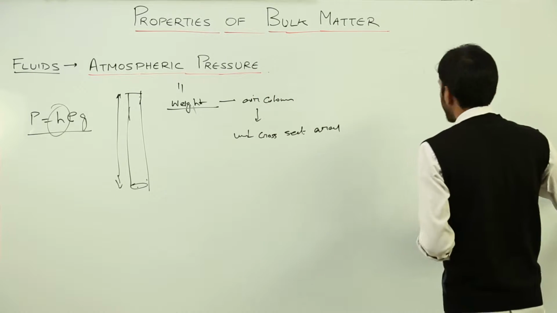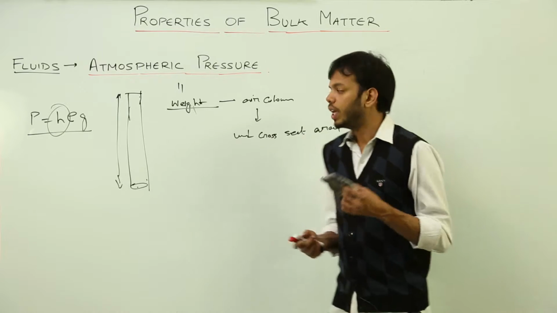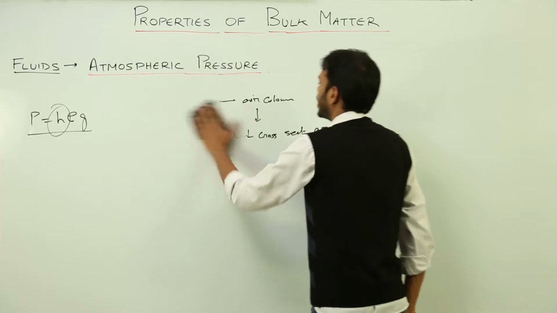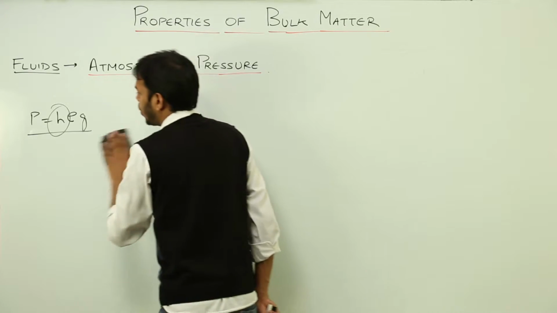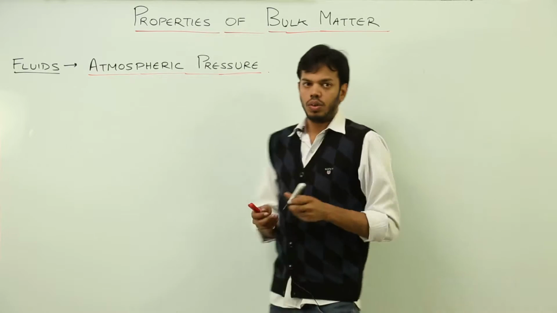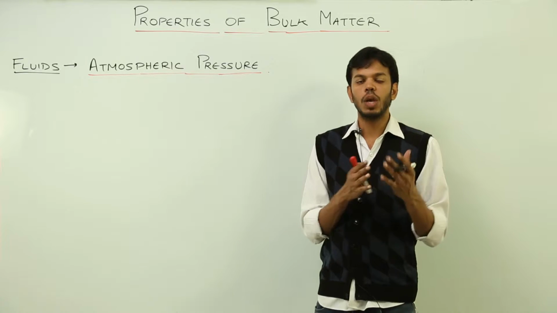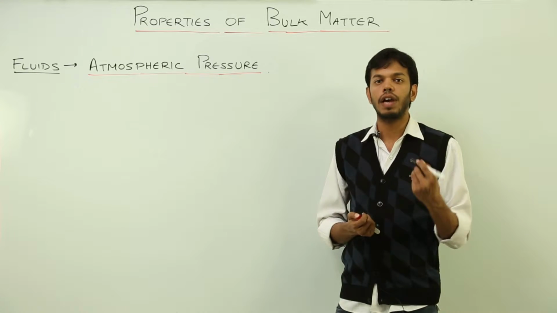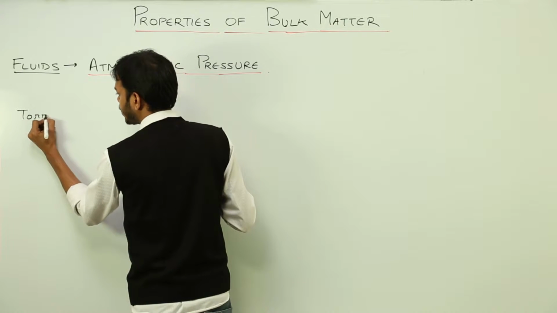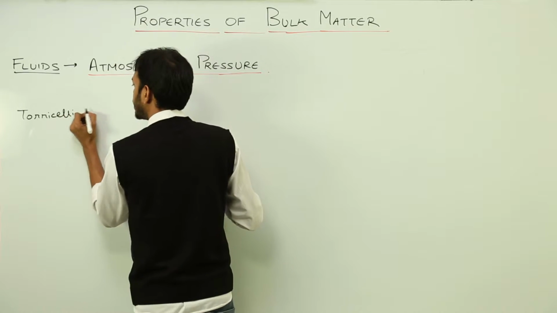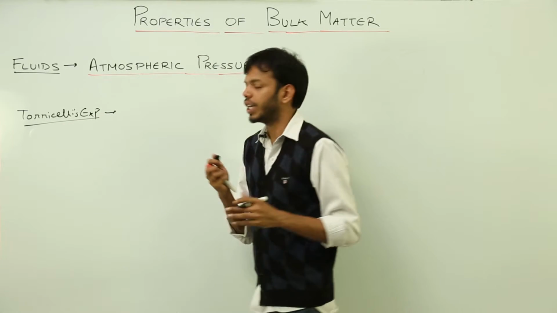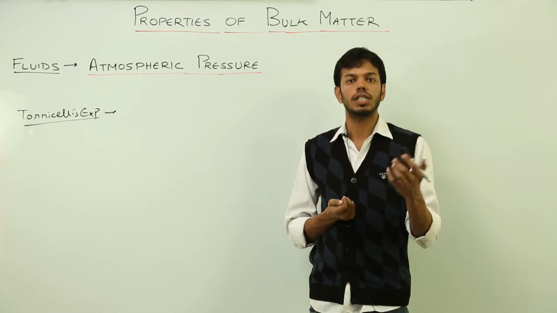I'll just repeat it once. Atmospheric pressure at any point is equal to the weight of an air column of unit cross-sectional area extending from that point to the top of the atmosphere. If atmospheric pressure exists, there must be an experiment to find its value. This experiment is known as Torricelli's experiment. Torricelli was a scientist, and his experiment very clearly showed how atmospheric pressure acts and what its value is.